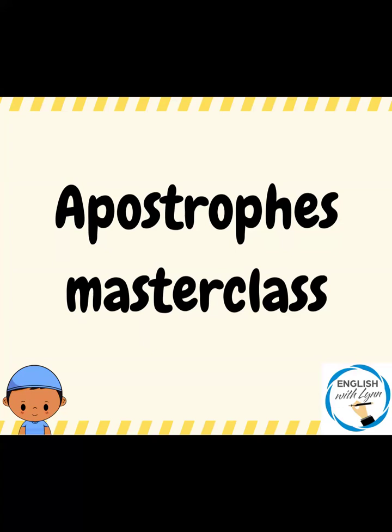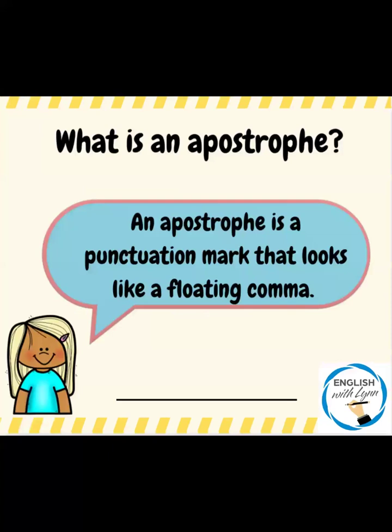So when we talk about apostrophes, we are talking about a type of punctuation that looks a little bit like a comma. And when we talk about a comma, we are speaking about punctuation that goes on the line. An apostrophe looks like a comma, but it floats in the air. So it would go up in the air like that rather than on the line like a comma. Okay, so that's what the apostrophe looks like.